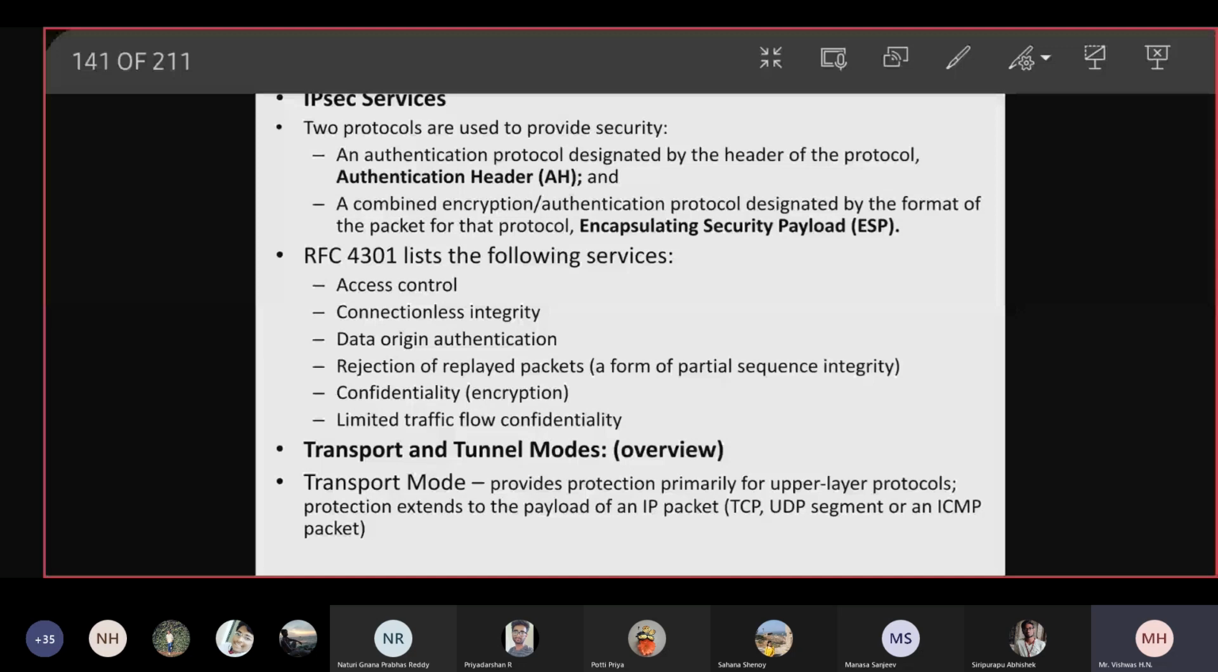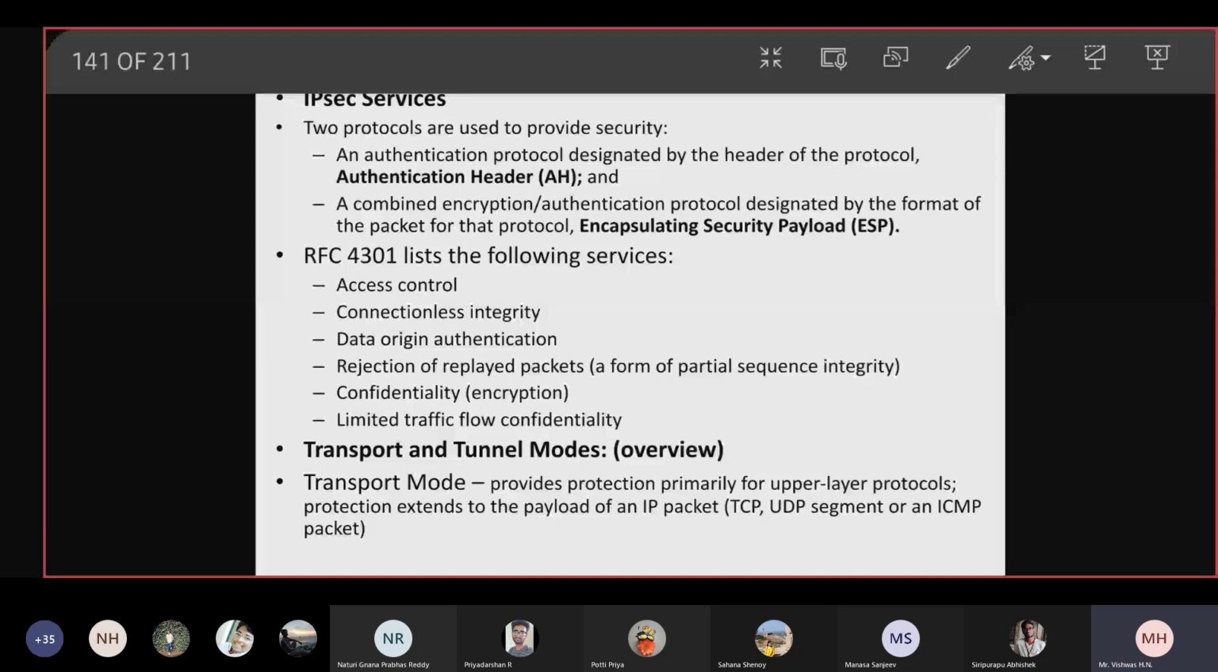Okay. So ESP in the transport mode encrypts and optionally authenticates the IP payload, but not the IP header. Is that clear? Keep this in mind. ESP in the transport mode encrypts and optionally authenticates the IP payload, but not the header. Is that clear? So AH in transport mode authenticates the IP payload and selected portions of the IP header also. So that's about the transport mode.